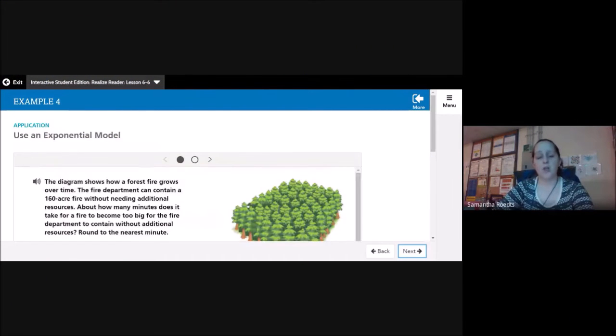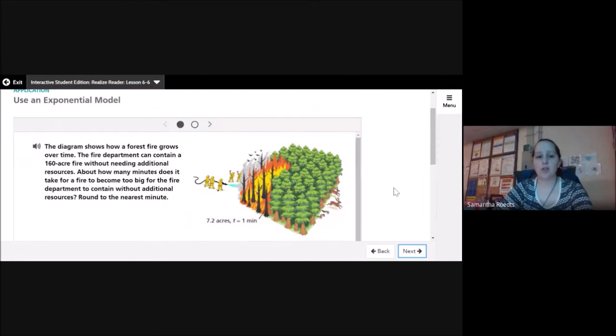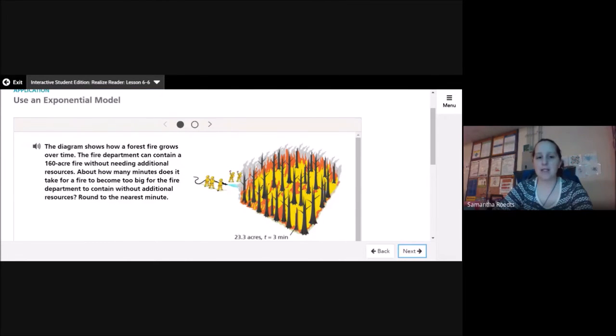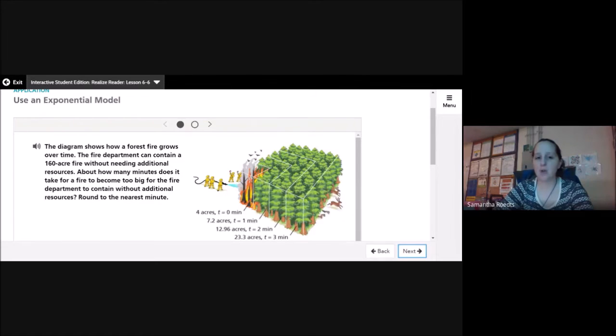All right, example 4, use an exponential model. The diagram shows how a forest fire grows over time. The fire department can contain a 160-acre fire without needing additional resources. About how many minutes does it take for a fire to become too big for the fire department to contain without additional resources? Round to the nearest minute.